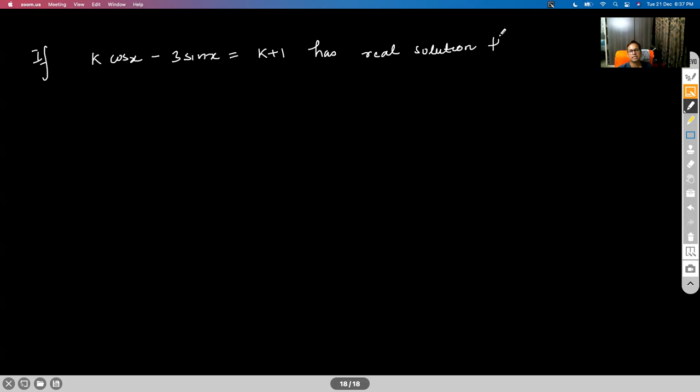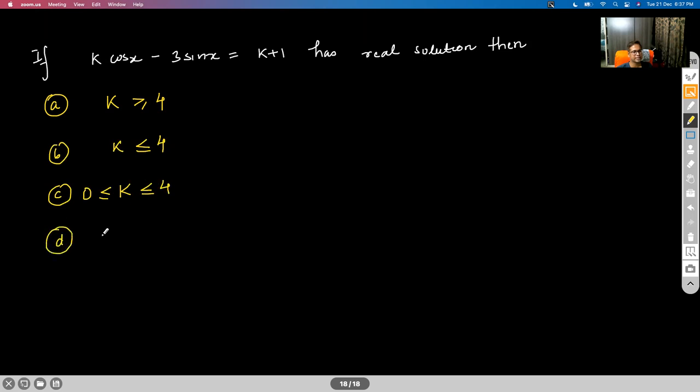Yeah. So this question says, if k cos x minus 3 sin x is equal to k plus 1 has real solutions, then which of the following options is correct? Option A, k has to be greater than or equal to 4. Option B, k has to be less than or equal to 4. Option C, k has to be between 0 and 4. And option D, k could be any real number. So which option is the most appropriate for this question?